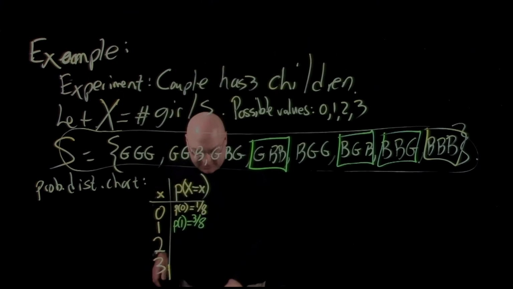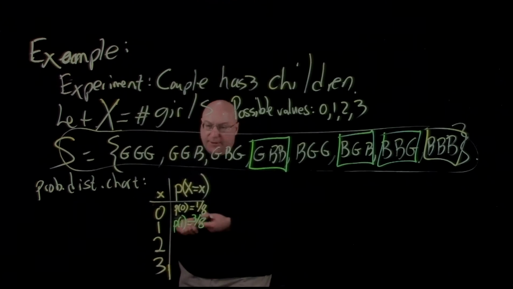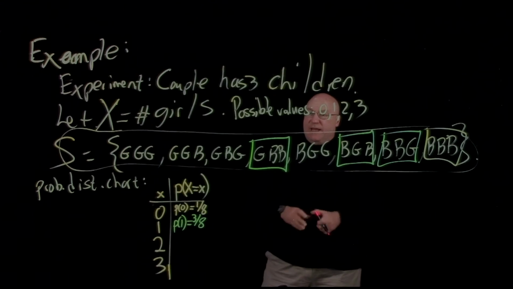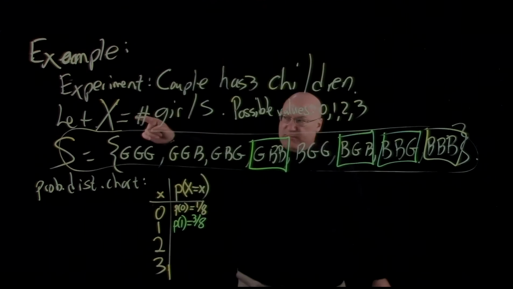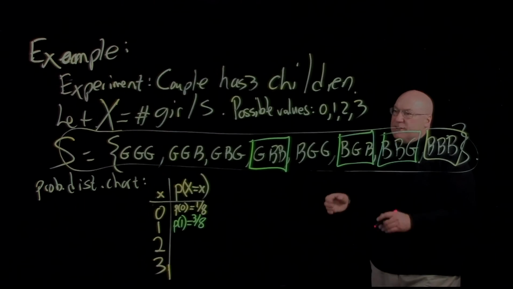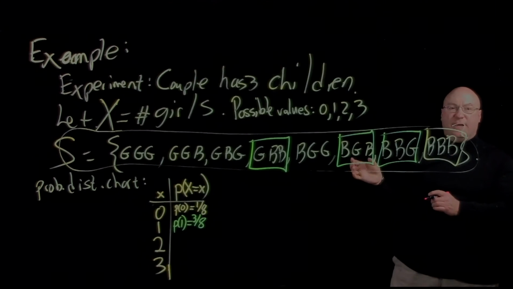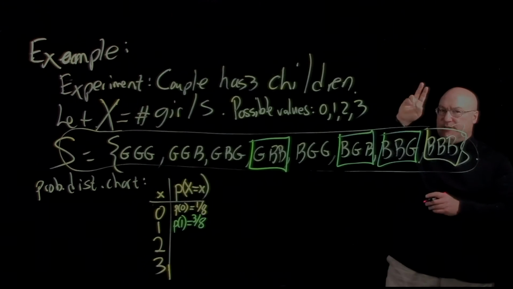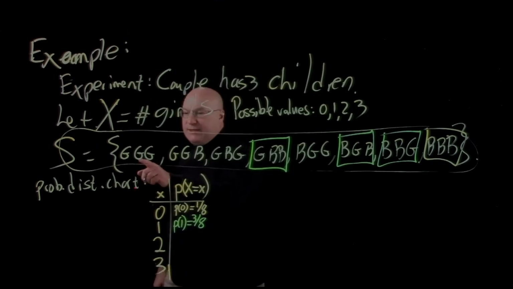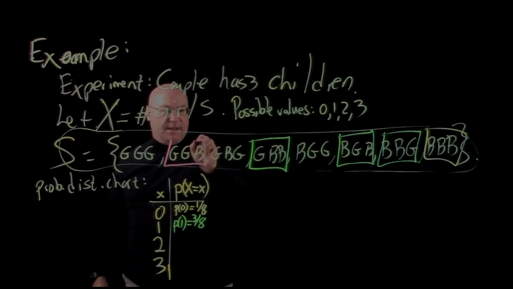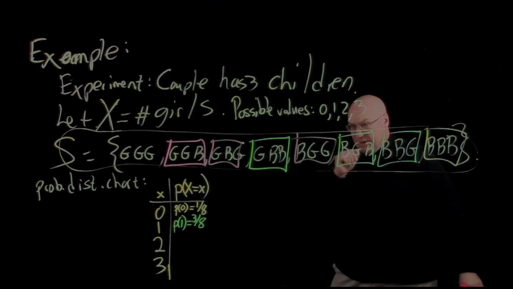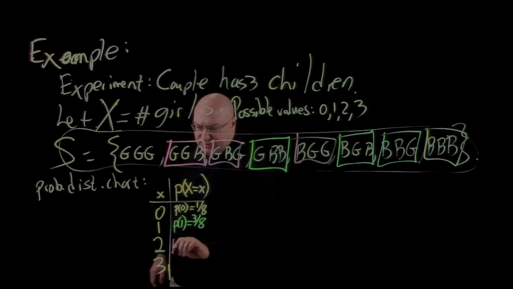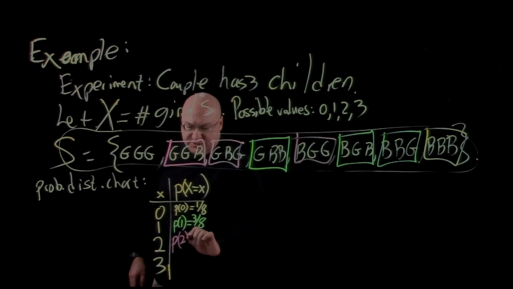I might as well shift to pink. What's the probability that X equals 2? Since X is the number of girls, that corresponds to the event where each outcome in the subset has 2 G's and just 1 B. So here it is, and here it is, right? 2 girls and 1 boy. Again, that's 3/8. So the probability that X is 2 is 3/8.